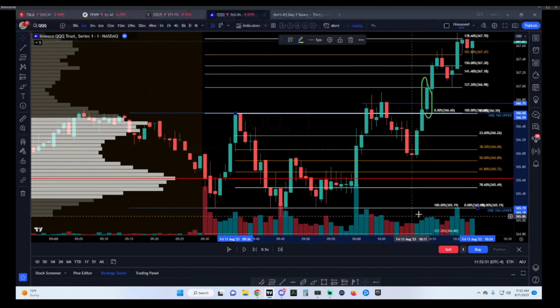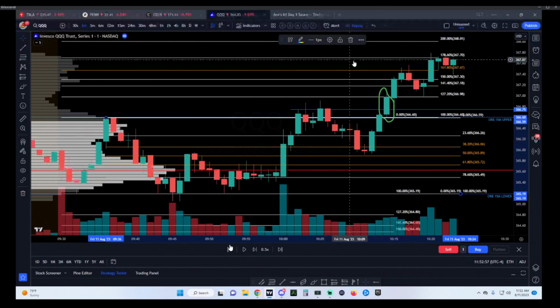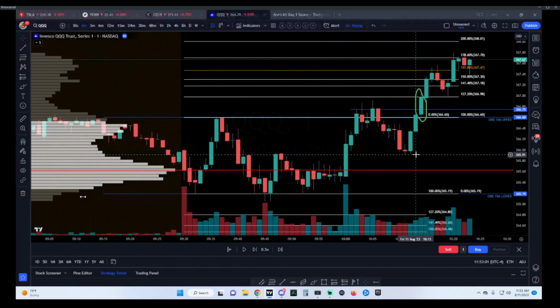Yep. And again, look at where it retraces back into your golden zone before a nice move upwards and a pivot. If you guys had your pivots marked out, you love it.